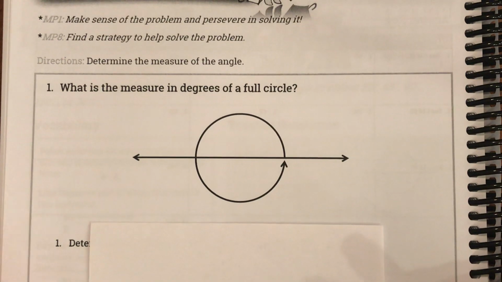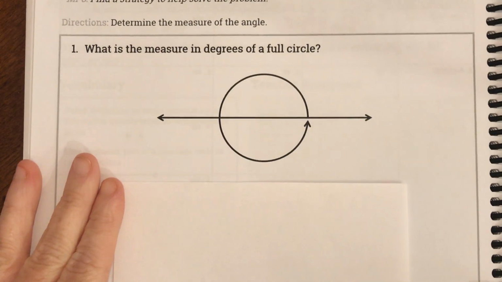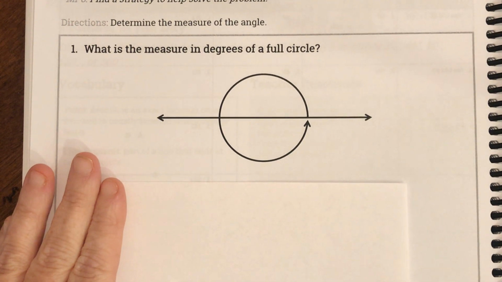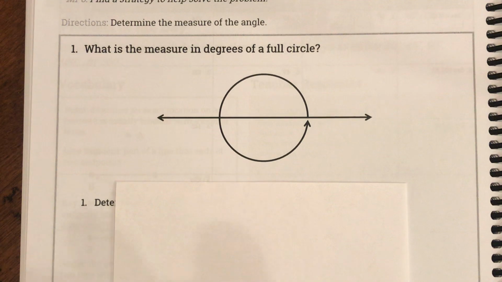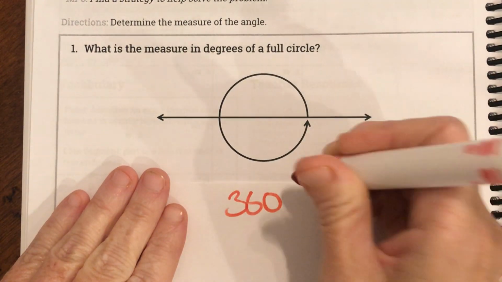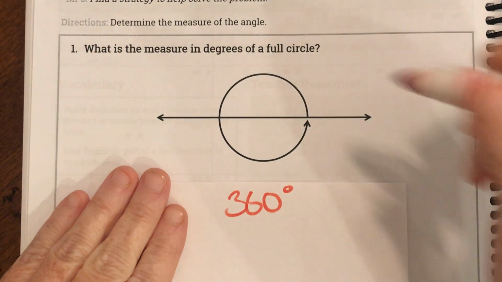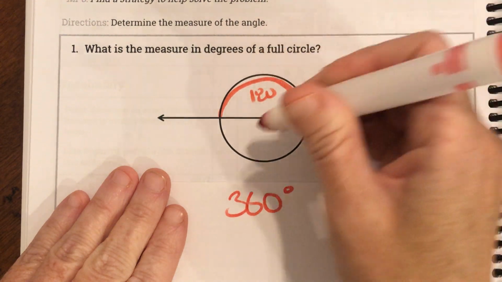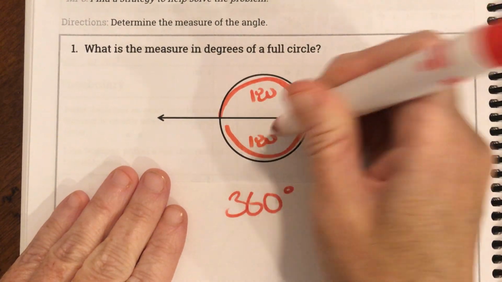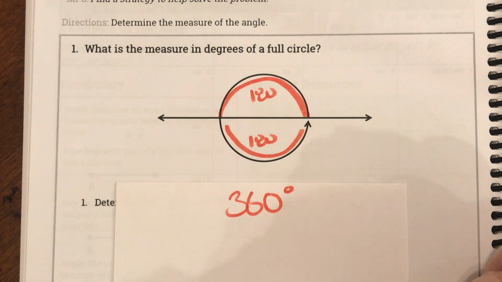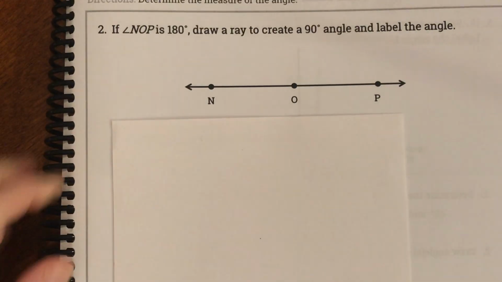Okay, so here's my problems. Here's my first problem, and it says, what is the measure in degrees of a full circle? Well, they actually told us that in our notes, so I already know that the full circle is 360 degrees. I also know that this part of the line was 180, and this part of the line is 180. So the entire thing would be 360. Okay, let's look at my next one.